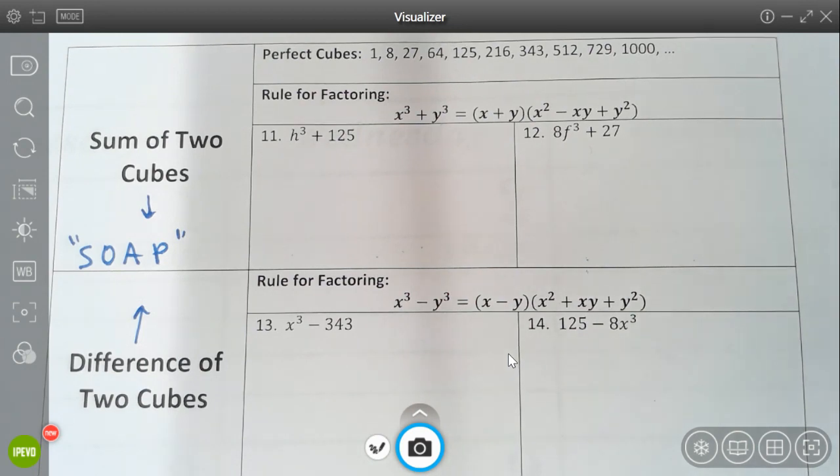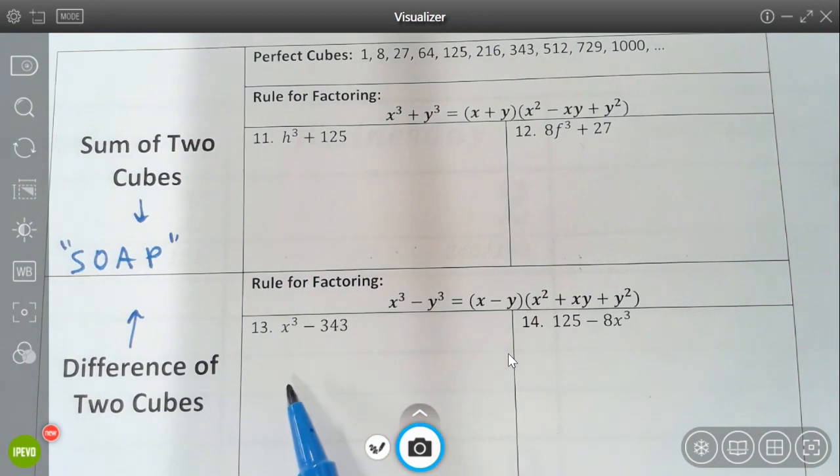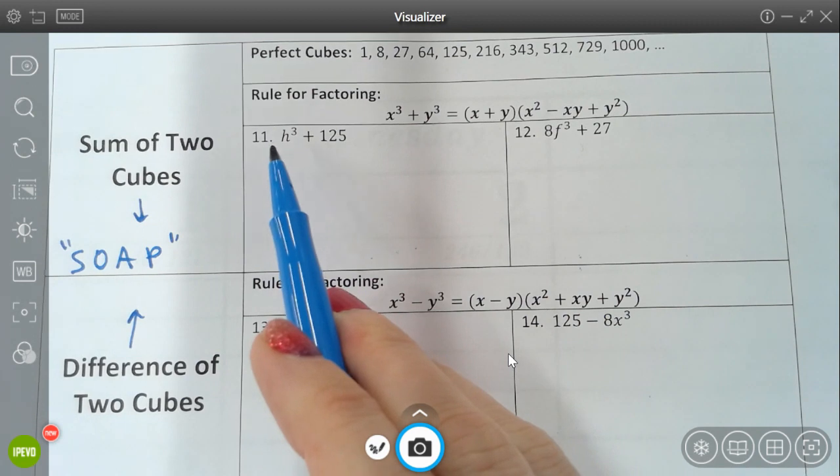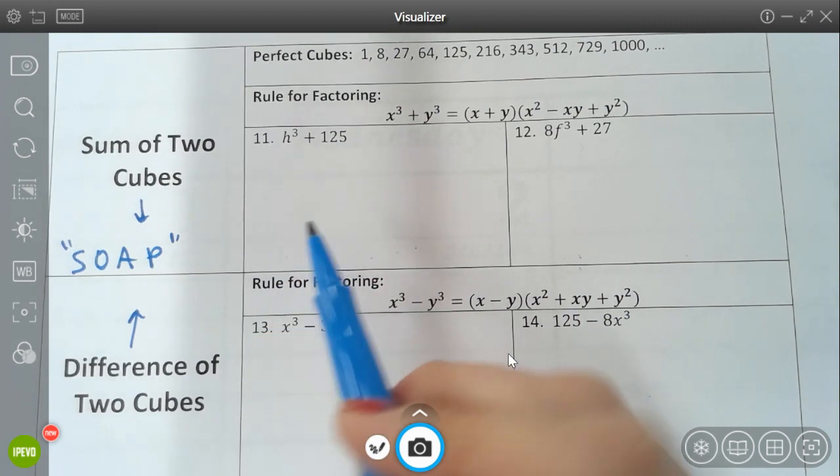Other than that, how you build the polynomials that are being multiplied together is exactly the same. When we're factoring a sum or a difference of two cubes, we have to make sure that these are both perfect cubes. So h cubed, the cube root would be h.